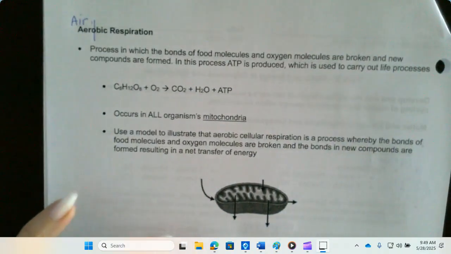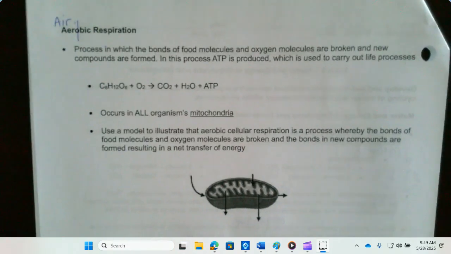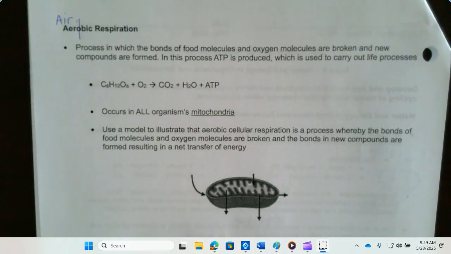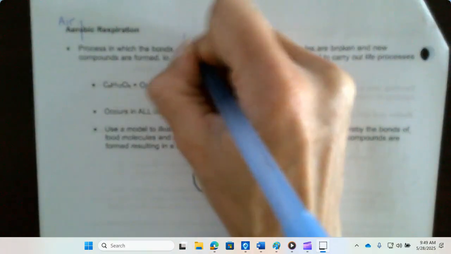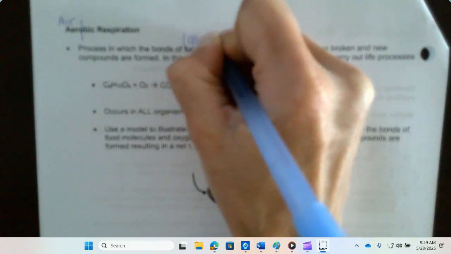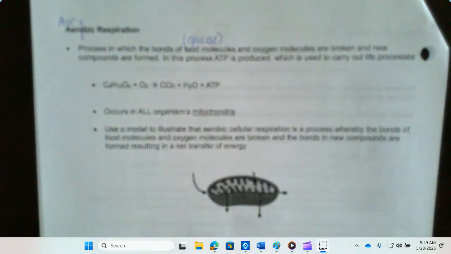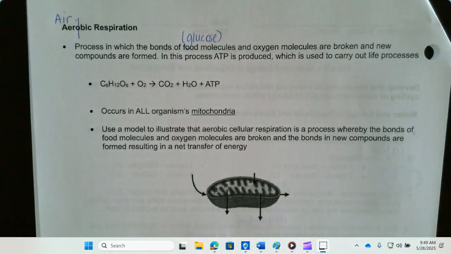It says a process in which bonds of food molecules. What were the food we just talked about? We just talked about glucose. Now really any food molecule this could apply to, but traditionally we do write down glucose as our example. And oxygen molecules are broken and new compounds are formed. In this process, ATP is produced, which is used to carry out life processes.